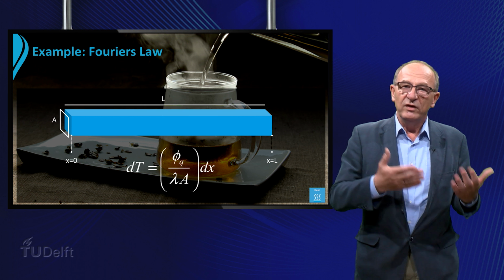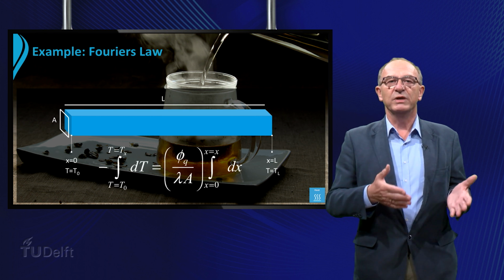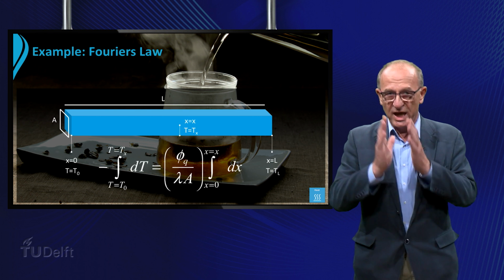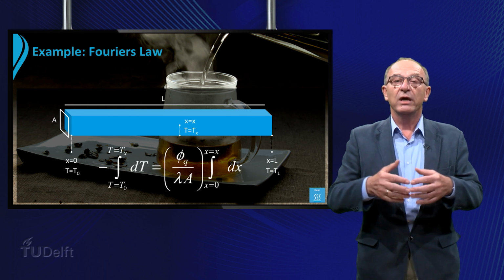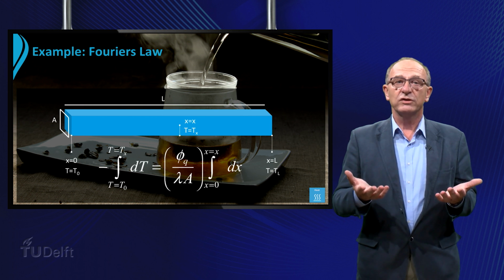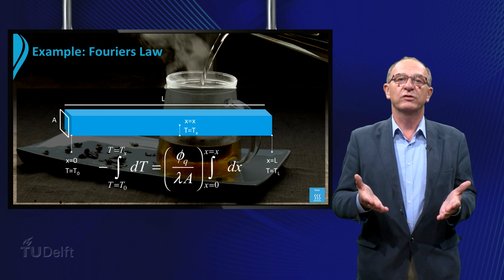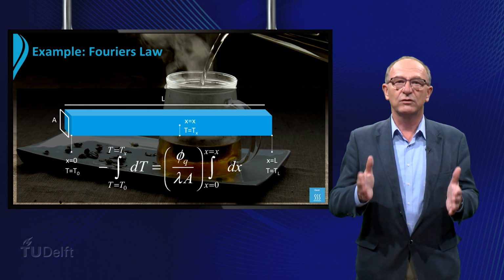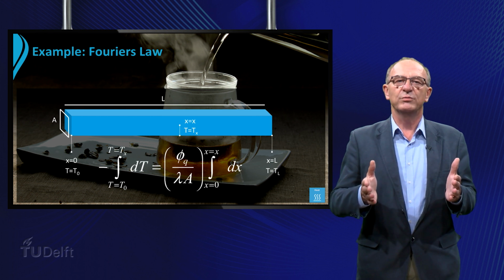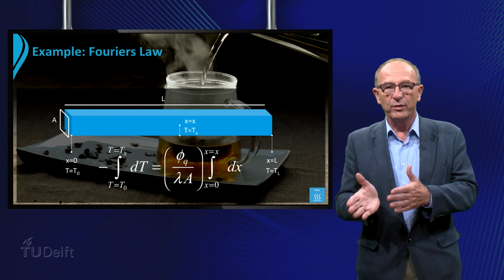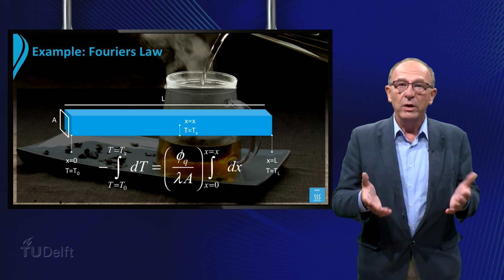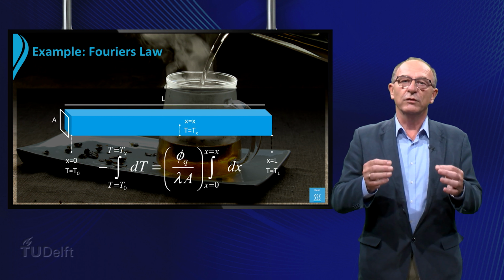Integration between t is t0, which is the beginning of the bar, till t is tx, which is a certain position x along the length of the bar, gives us the temperature profile in the bar. This shows that we obtain a linear temperature distribution for steady-state heat conduction in the bar. If we now know the temperature difference between the beginning and the end of the bar, we can calculate the heat flow. The heat flow phi q can now be calculated using the following equation.